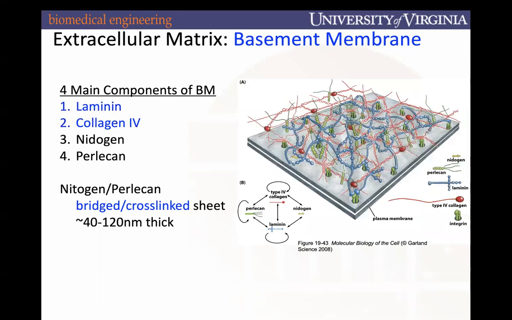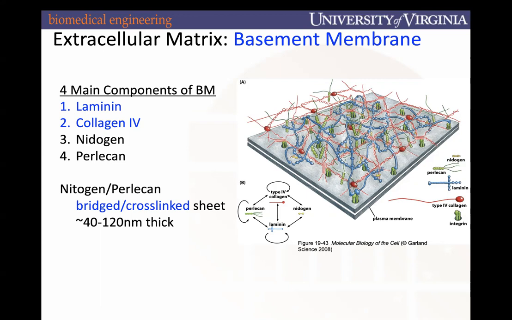The basement membrane has four components, but there are two of them in particular that I want you to remember. The two key proteins are laminin and collagen 4. Both laminin and collagen 4 are secreted by cells and laid down underneath them. There are two other components, nidogen and perlecan, that bridge and cross-link those two sheets of laminin and collagen 4 together.